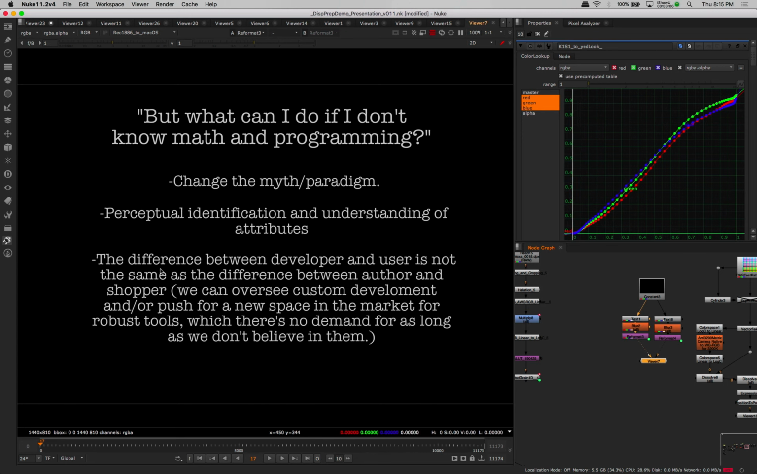Another thing we can do is, again, remember that the difference between a developer and a user is not the same as the difference between an author and a shopper. I do all this work, and sometimes people think, my God, it's so complicated the way you shoot. And I'm like, no, I'm a DP and I do this stuff, but they're not really exactly the same thing. Because I do all this work on my spare time, then when I shoot, it's really simple because I switch hats from being a developer to being a user.